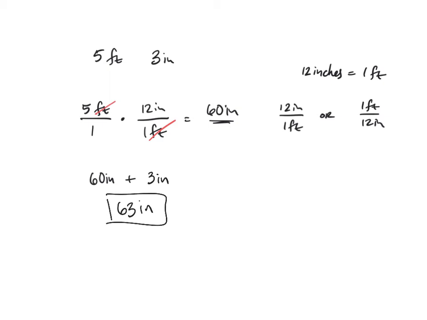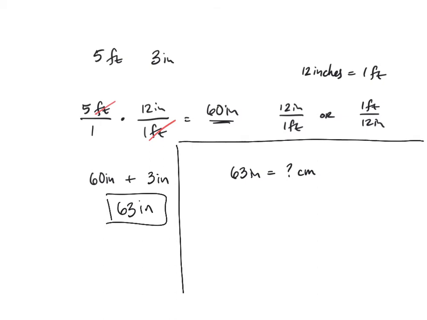Now what if I wanted to convert these inches into, say, another system of measurement like the metric system. So let's say I wanted to know how many centimeters she is tall. So we want to know 63 inches is equal to how many centimeters. So first thing we need to know is our unit conversion factor for centimeters and inches.